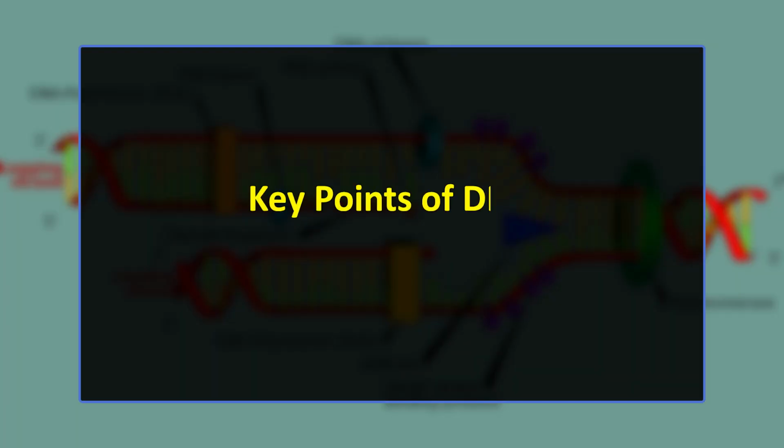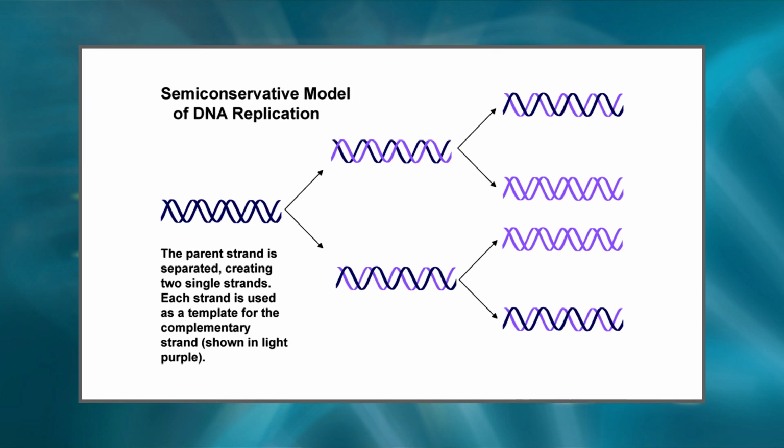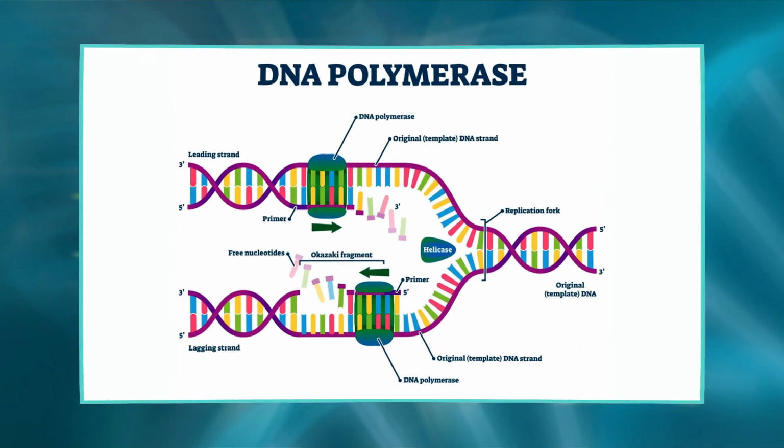Before going to the detailed process of DNA replication, let us discuss the key points of DNA replication. DNA replication is semi-conservative in nature. Each strand of DNA double helix acts as a template for synthesis of a new complementary strand. New DNA strand is synthesized by special enzymes called DNA polymerases, which require a template and a primer, that is a starter, and synthesize DNA in the 5' to 3' direction.